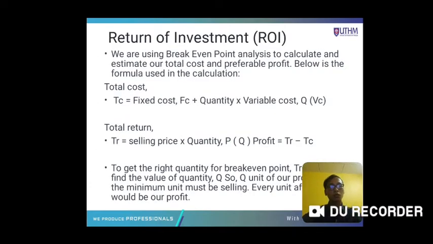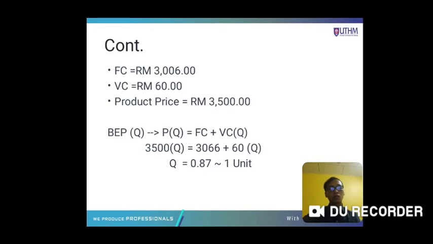For return on investment, we analyze the BEP, where TC is total cost, where VC is variable cost, and Q is quantity. We have to calculate the Q value for the break even point, where the fixed cost is 3,006, the variable cost is 60, and the product pricing our group set is 3,500, so the BEP will be 0.87, which is 1 unit.